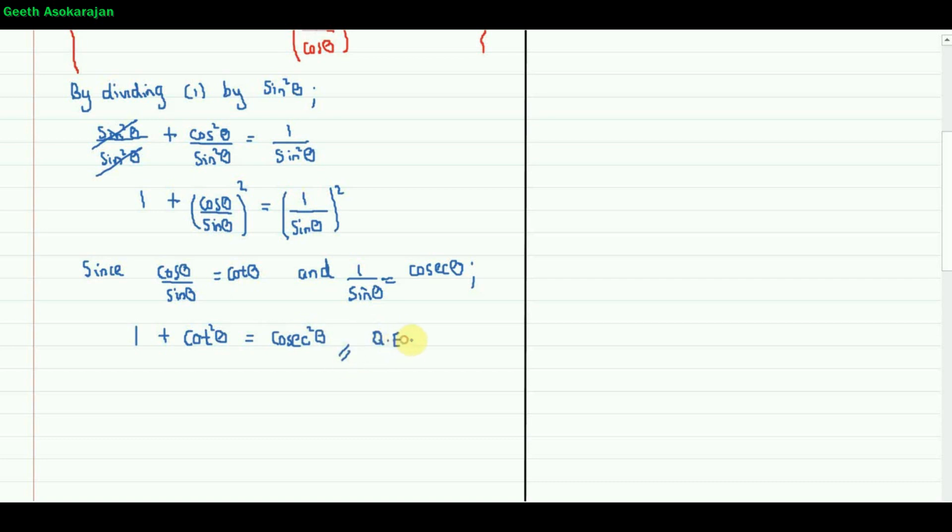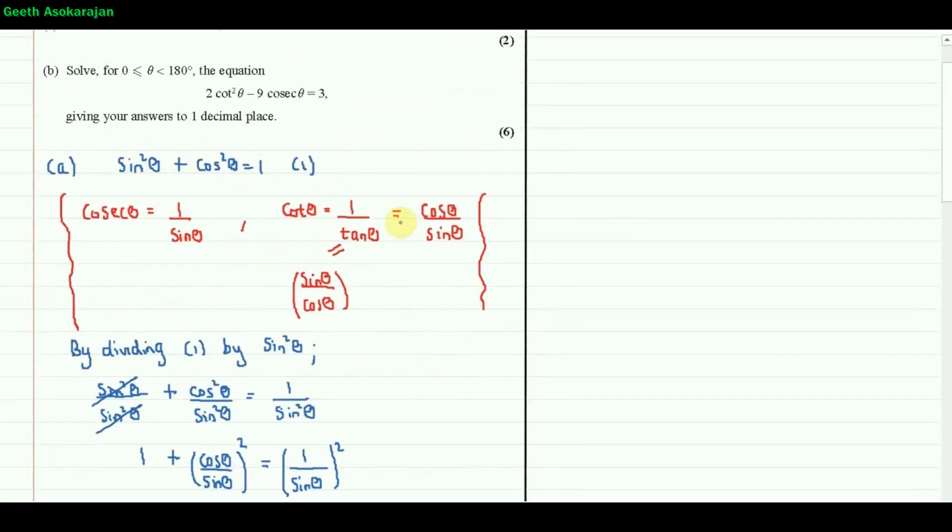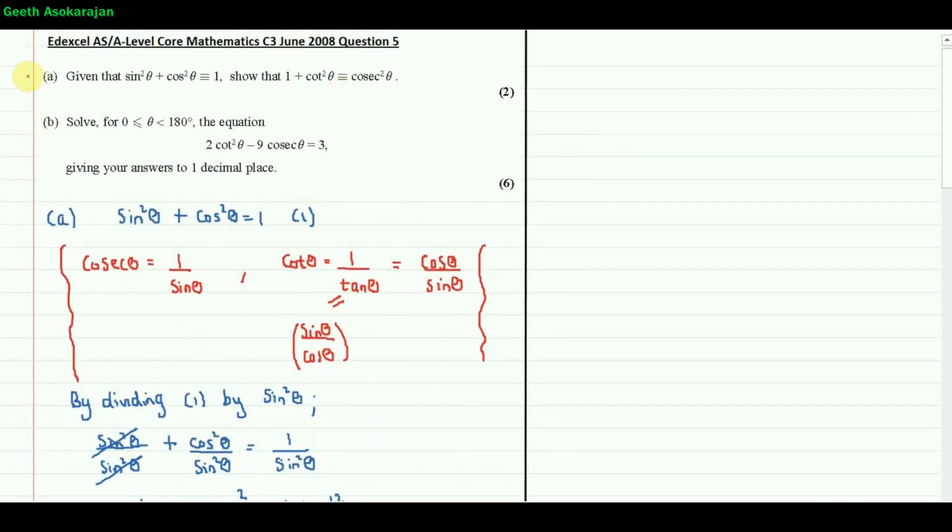So this is exactly what we need to show, so as required. So that concludes part A. Let's have a look at part B. So here's part B. Let me try part B here.